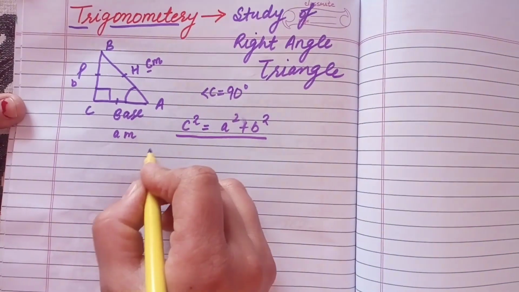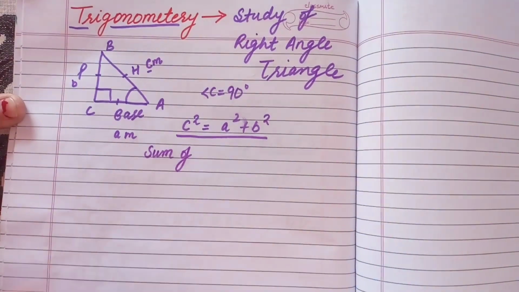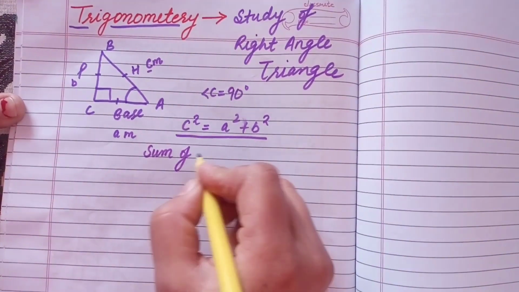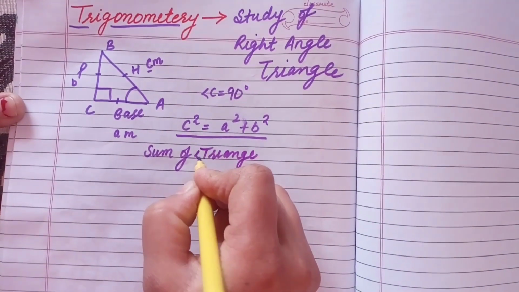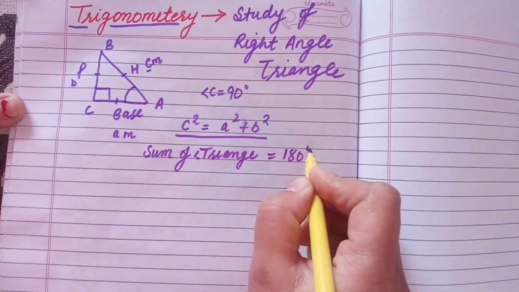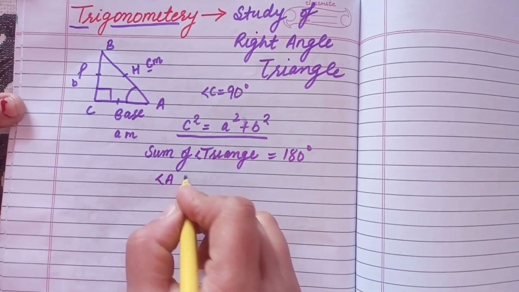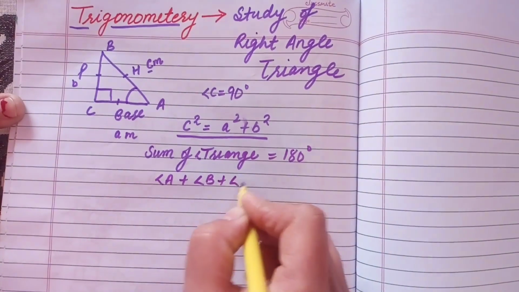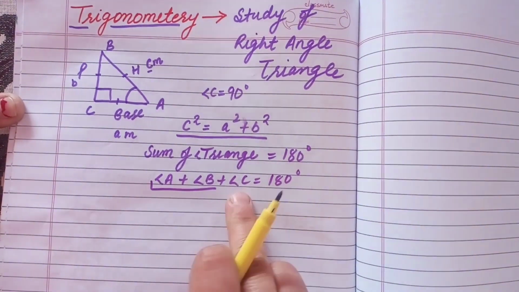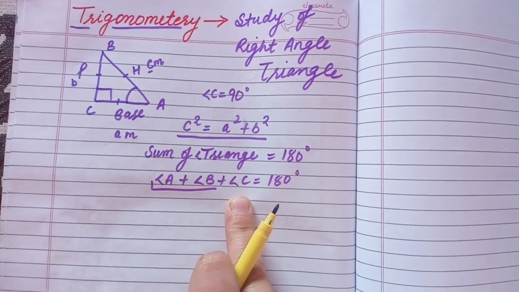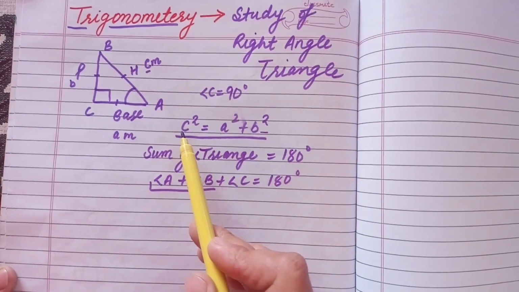And we also know that the sum of the angles of a right angle triangle, or any triangle, is equal to 180 degrees, which is the angle sum property, right? If we know angle A and angle B, and the sum of angles A, B, C is 180 degrees, then we can calculate angle C. And the same as in the Pythagoras theorem, if we know two sides, then we calculate the third side.